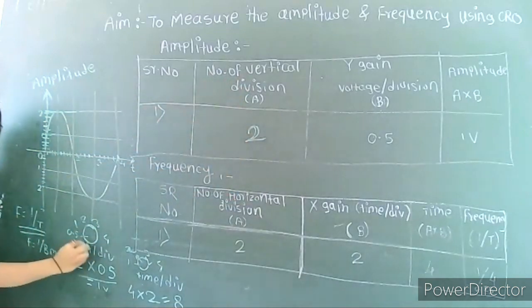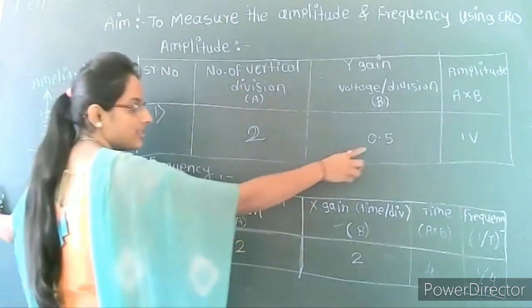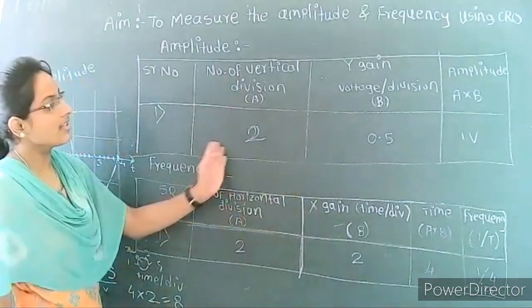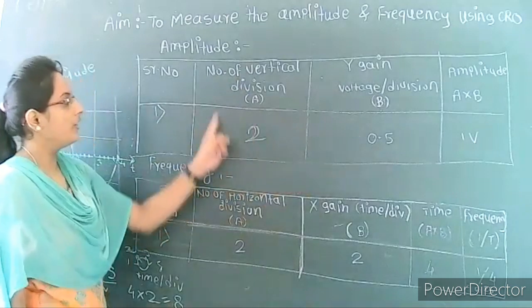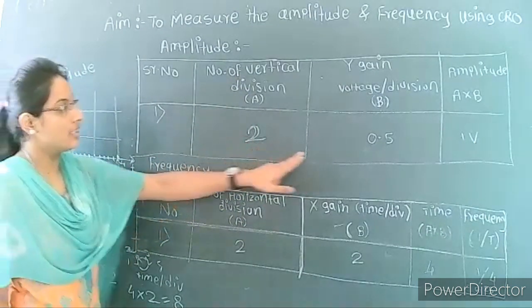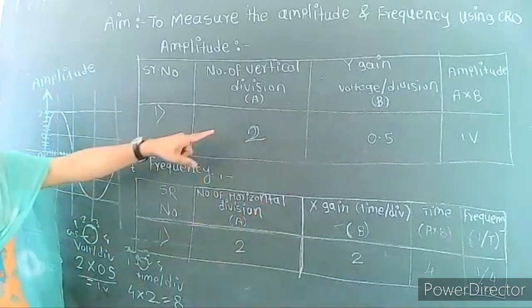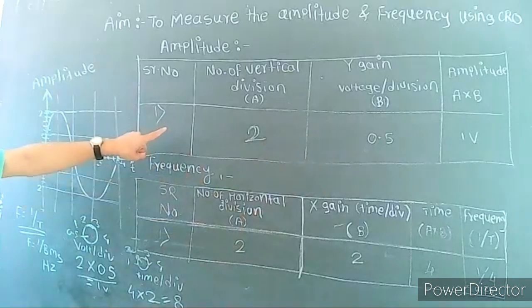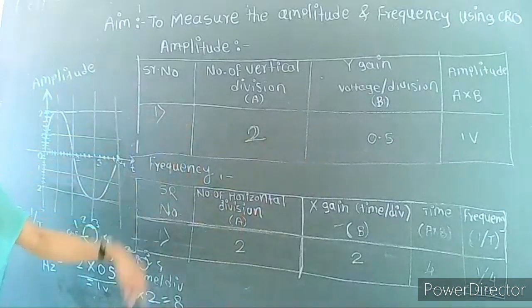So this is our voltage per division now. Currently it is set on 0.5. Just simply multiply this Y gain, that is voltage per division, with the number of vertical divisions. The multiplication comes to 0.5 into 2, that is 1 volt. So this is the final calculation of the amplitude, that is 1 volt.